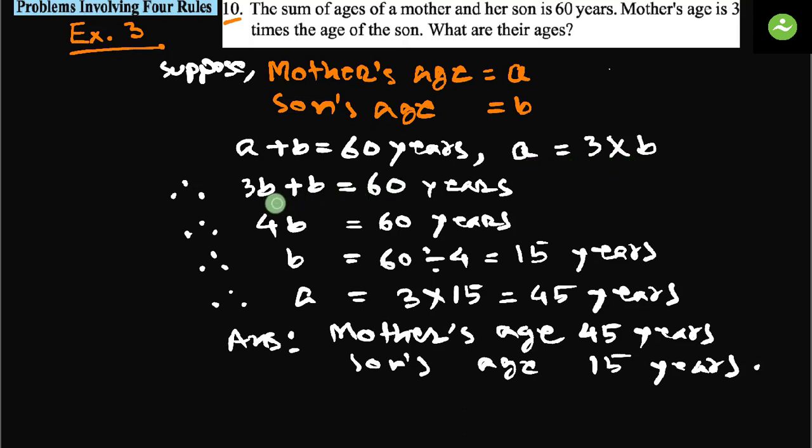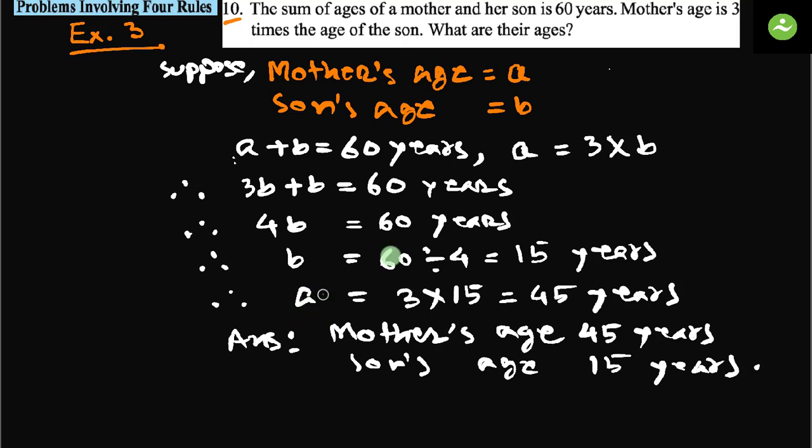So if we just put this value A equals 3B here in place of A, then we get 3B, and there was a B, so together it is 3B plus B means 4B. 4B equals 60 years. So B equals 15 years.